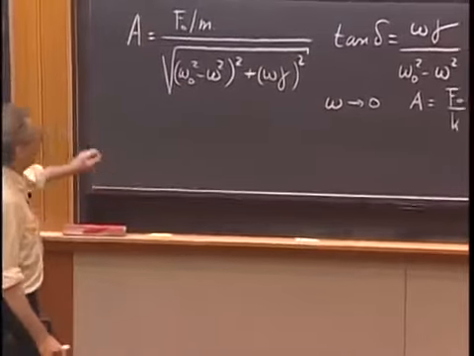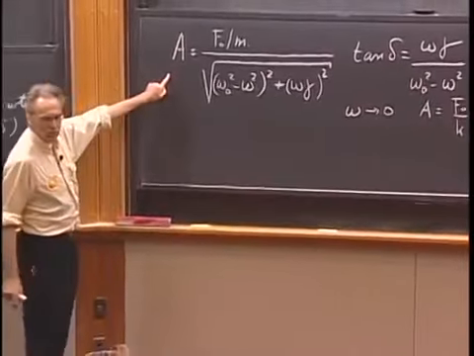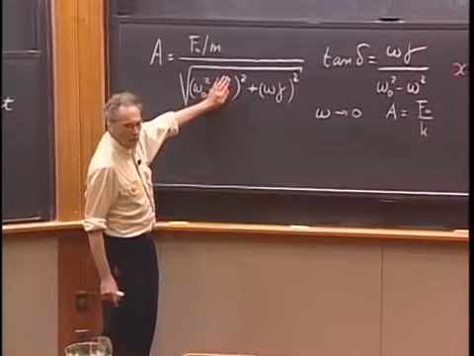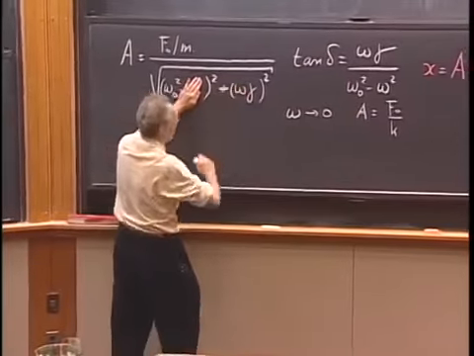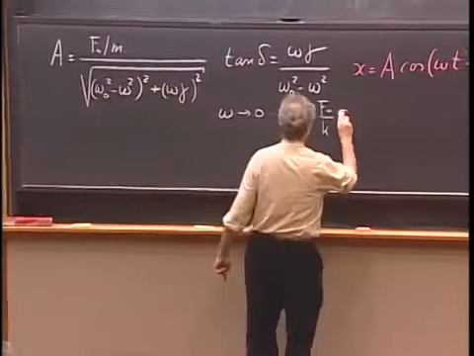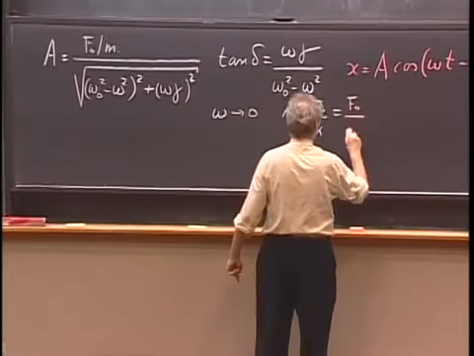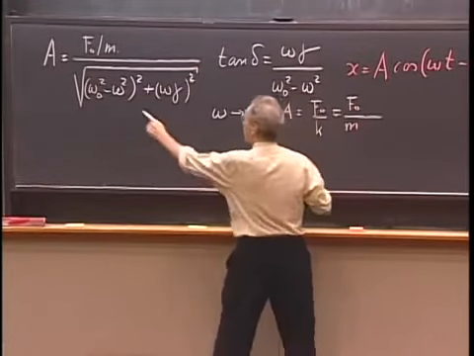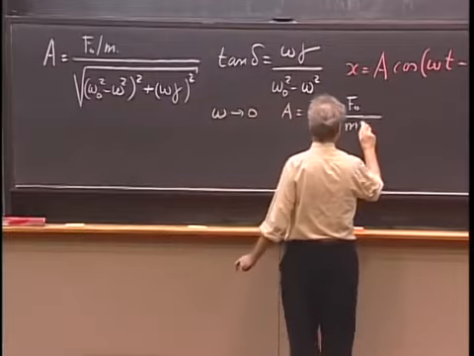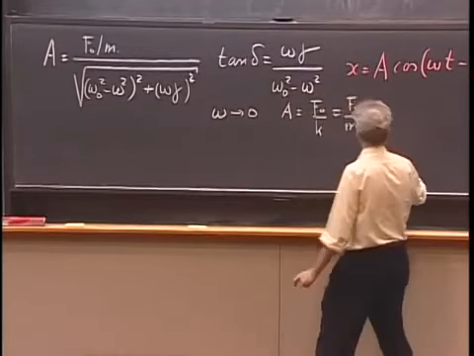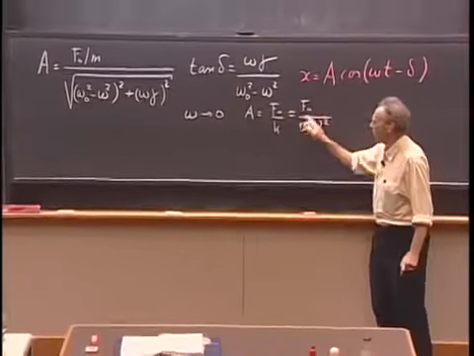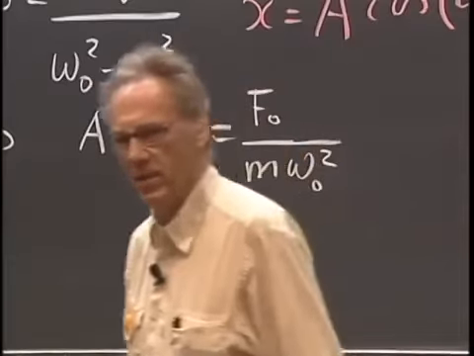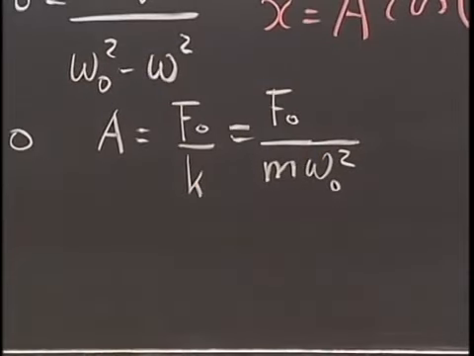Now let's look at this equation. Let's see whether that is true. We make omega 0. So this equation tells us that it is F0 divided by m. And then downstairs, we have omega 0 squared. But omega 0 squared is k over m. And you see indeed that that's exactly what you get.